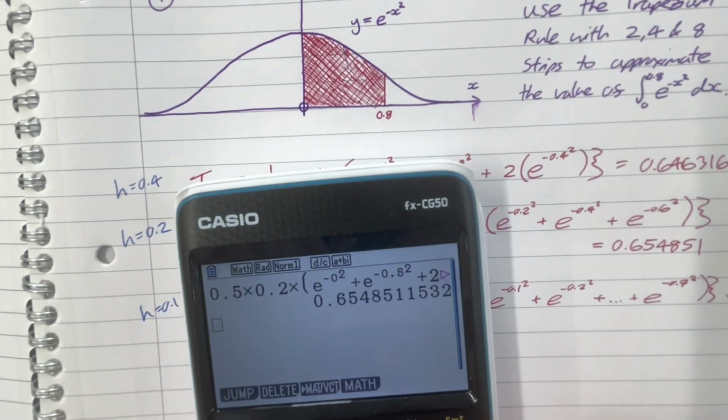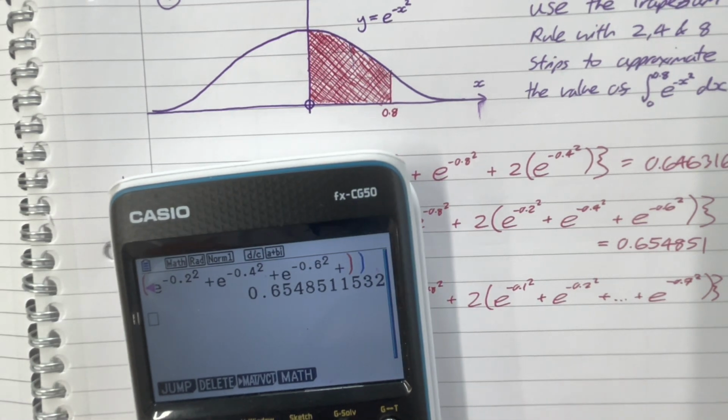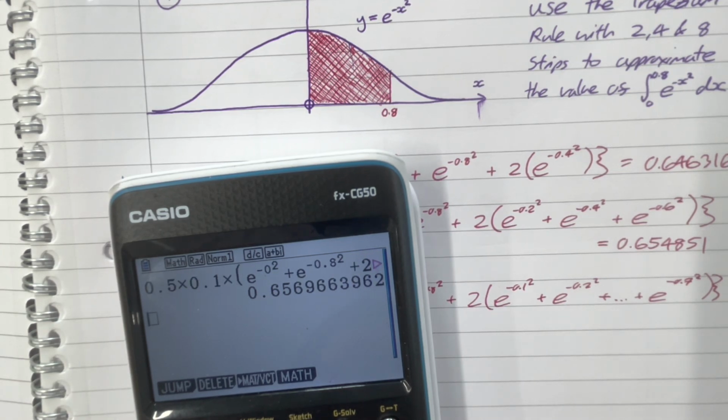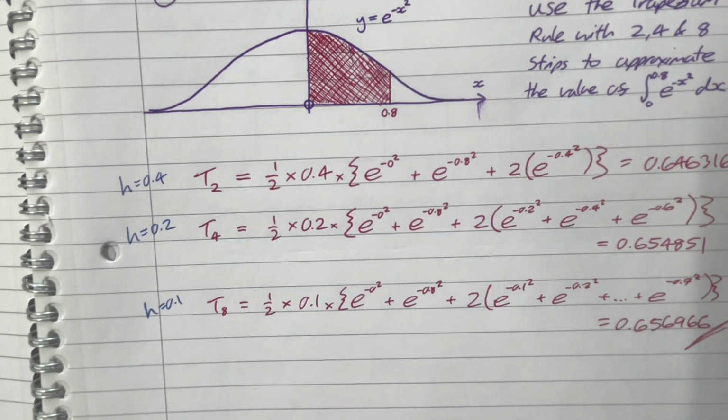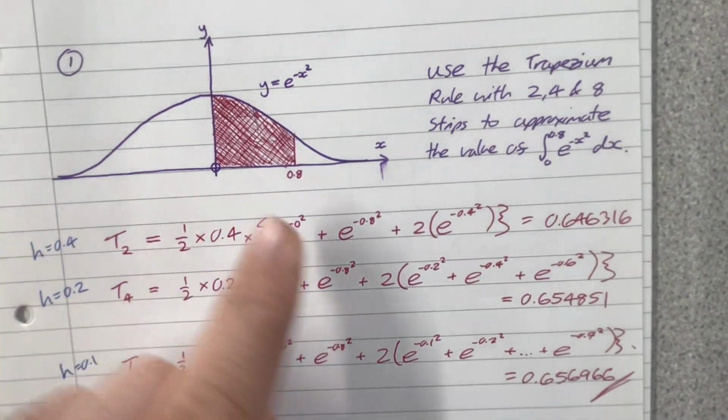So again, just modifying this, I'm going to change the h value to 0.1, and then in the bracket, I'm going to pop in my 4 new e values at 0.1, 0.3, 0.5, and 0.7. So that's e to the minus 0.1 squared plus e to the minus 0.3 squared plus e to the minus 0.5 squared plus e to the minus 0.7 squared. And there we go, it's a new approximation, and that is 0.656966. There we go.